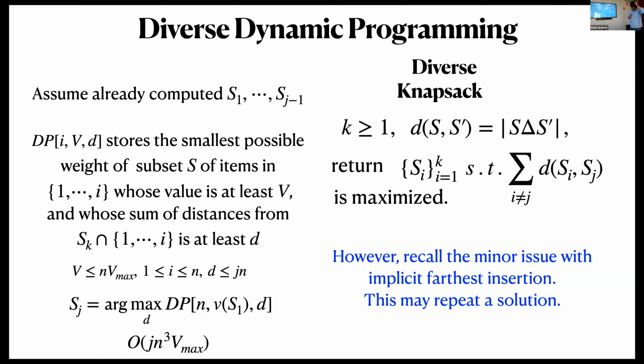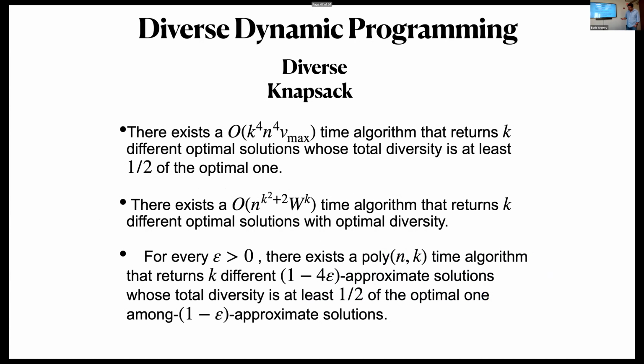And yeah, that bug that I mentioned for the farthest insertion also appears here, because even though my final entry will have the farthest solution, again, it might be one of the previous j minus 1 solutions. So now in my dynamic program, I not only have to find the best, but the j best. Because if I find the j best, then one of them will be different from the previously found. So the standard trick works here. And so this is for diverse knapsack, which is just one example of diverse dynamic programming.